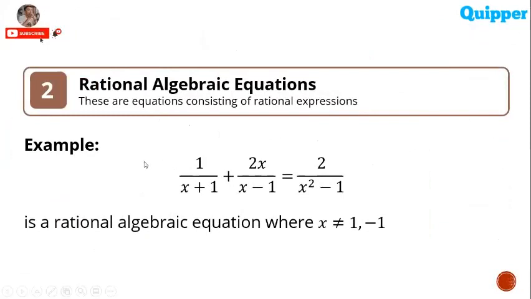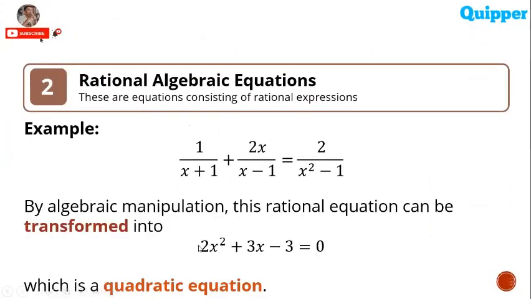For example, we have 1 divided by the quantity of x plus 1 plus 2x divided by x minus 1 is equal to 2 over x squared minus 1, is a rational algebraic equation where x is not equal to 1 or negative 1. By algebraic manipulation, this rational equation can be transformed into 2x squared plus 3x minus 3 equals 0, which is a quadratic equation.